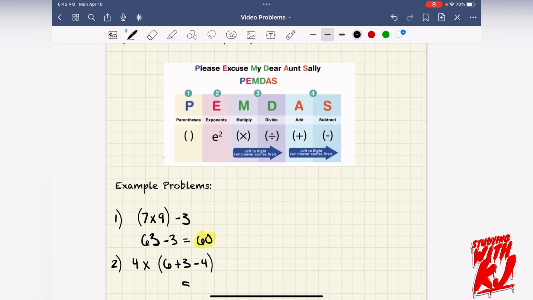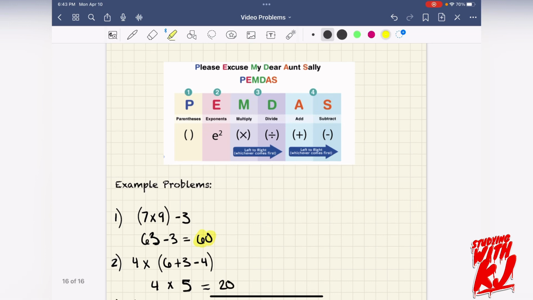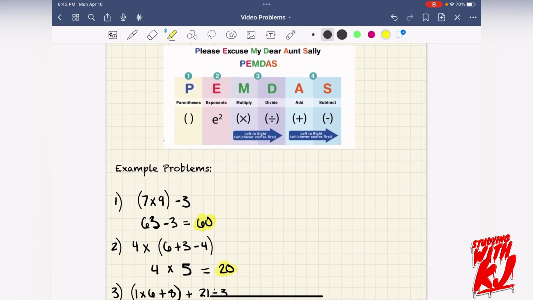5. After we solve what's in our parentheses, then we bring down whatever we haven't used, which is 4 times. Now we can do 4 times 5, and 4 times 5 gives us 20. So 20 is our answer for example problem 2. Now we can go on to our example problem 3.